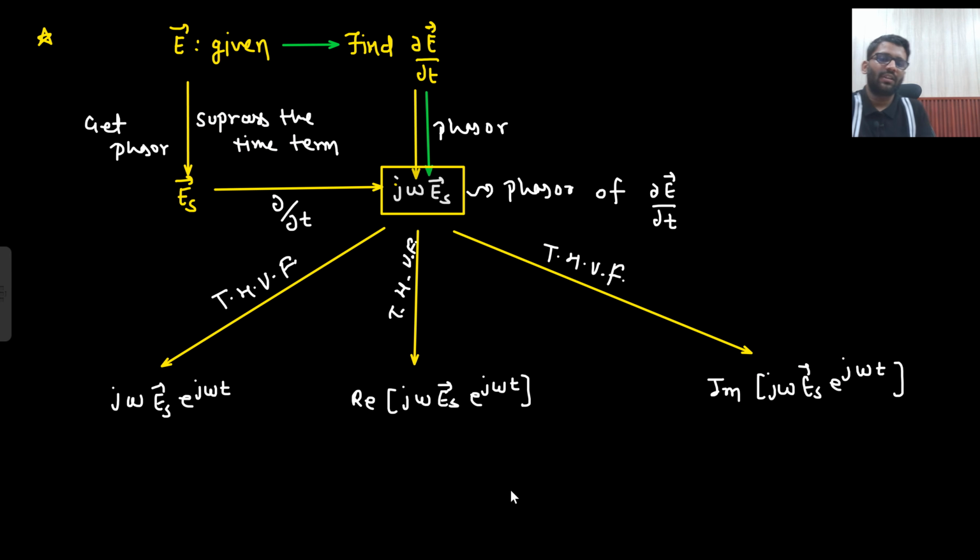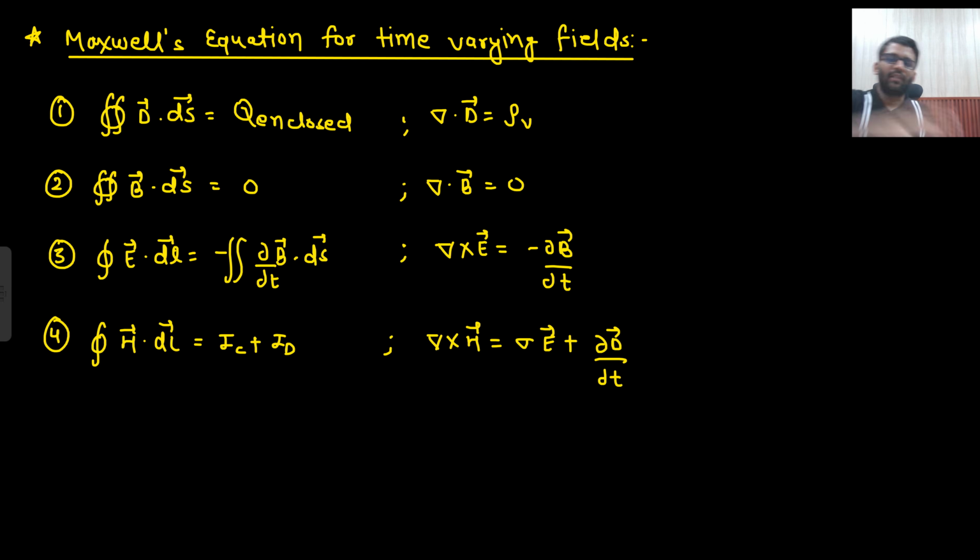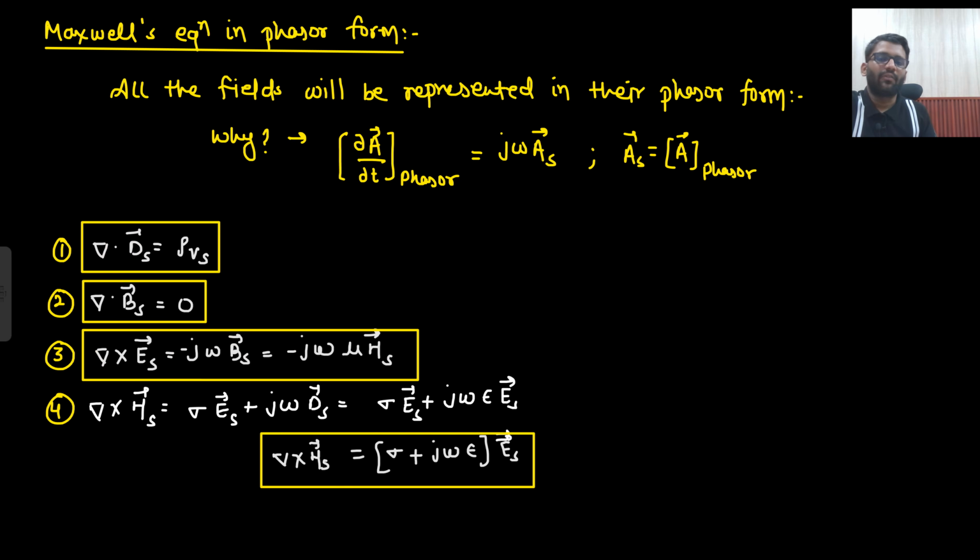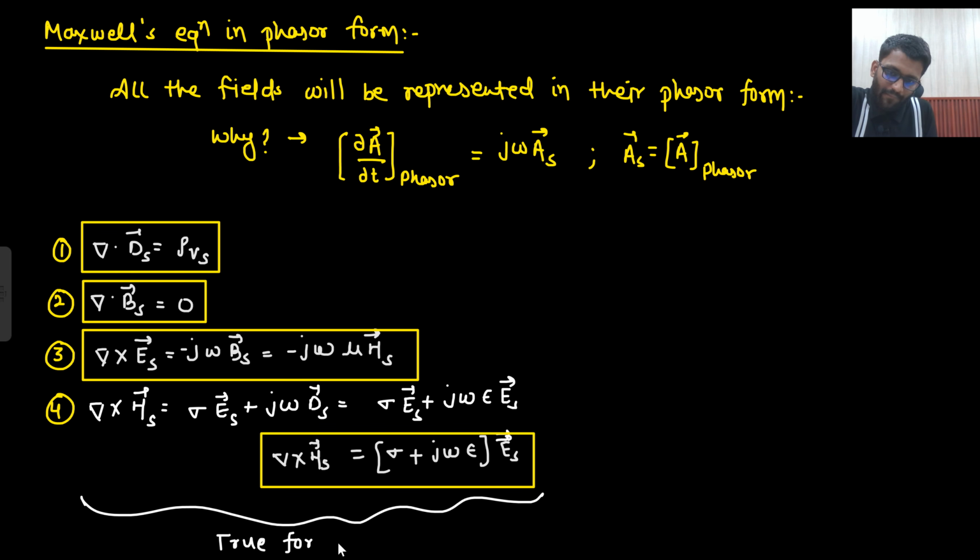Then we saw Maxwell's equations, which we are going to use in derivations a lot of times. We saw Maxwell's equations for time varying fields, then for time harmonic, then for phasor form. We will write them in phasors only. These things are always true, but if you remove this s, then these equations will only be true for e to the power j omega t function. So these are true for all time harmonic vector fields.